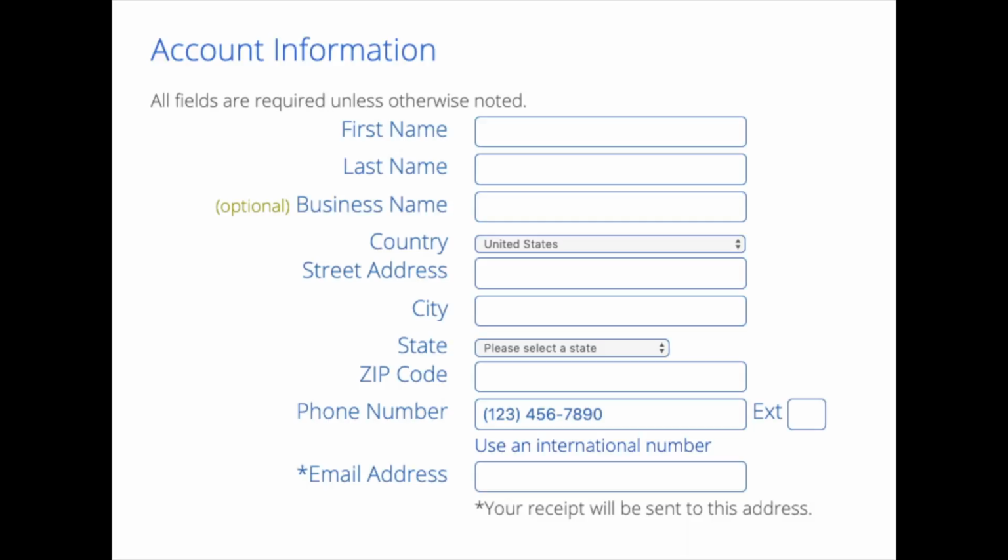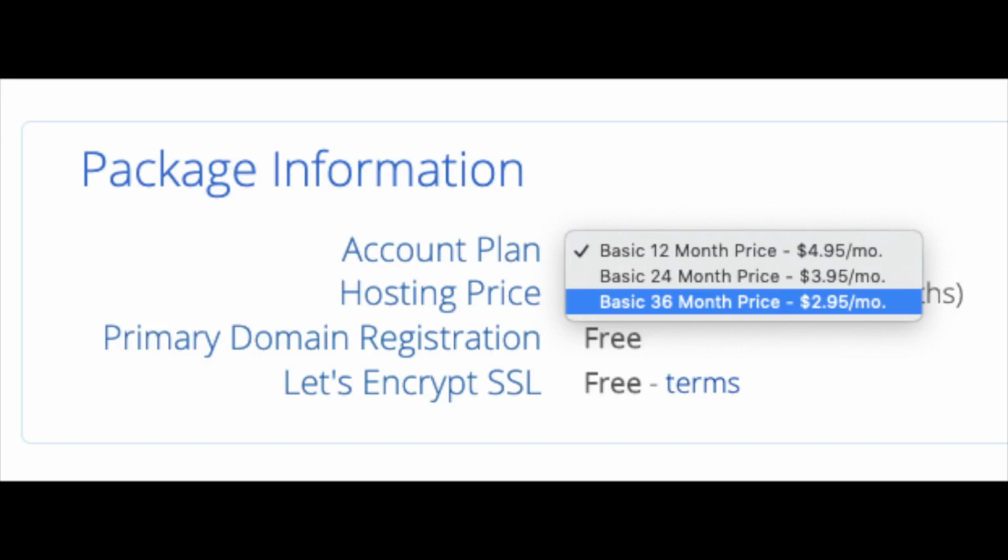You're now brought to a create your account page. This is where you'll input your information. We have first name, last name, the business name is optional, put your country address information in, put a phone number, and lastly the best email for you, as you'll get email to receive a payment and a copy of your login credentials, etc. Below that you will see package information.